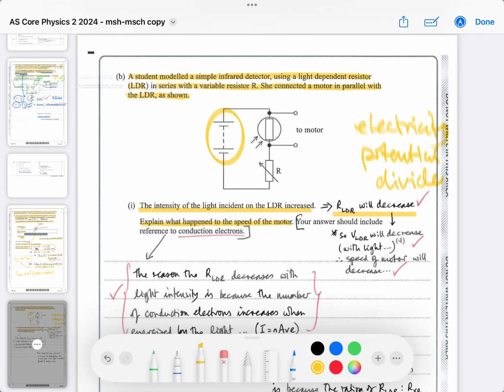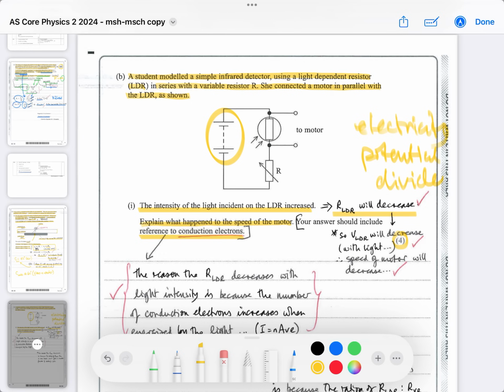Your answer should include a reference to conduction electrons. Okay? You don't actually need to know about conduction electrons to know what's happening to the motor, but you have to do that to get one of the marks. It's 4 marks they're looking for. So the resistance of the LDR will decrease because light's increased, okay?